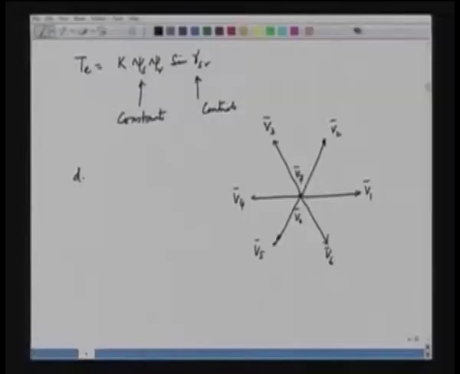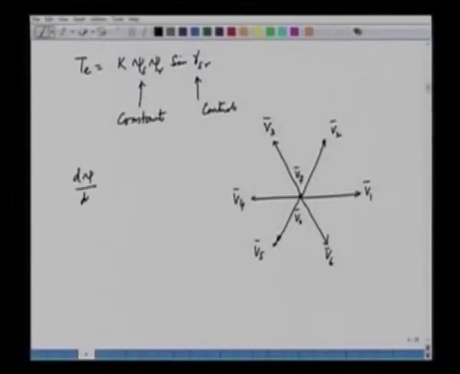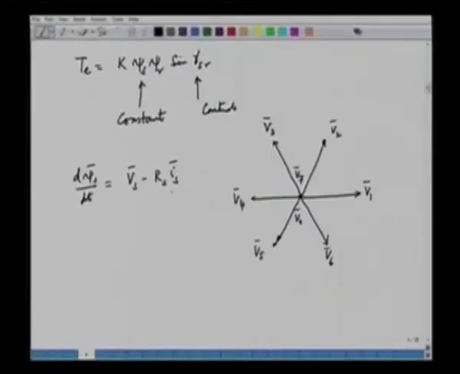So, we know that d psi by dt, this is the stator flux, that is equal to Vs minus Rs Is. So, d psi by dt is the derivative of the flux linkage in the stator. Psi s is the flux linkage in the stator. If we differentiate that as per Faraday's law, it will be the induced EMF, and the induced EMF is Vs minus Is Rs. Is Rs is the resistance drop.